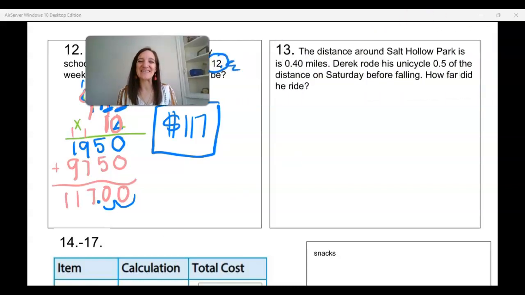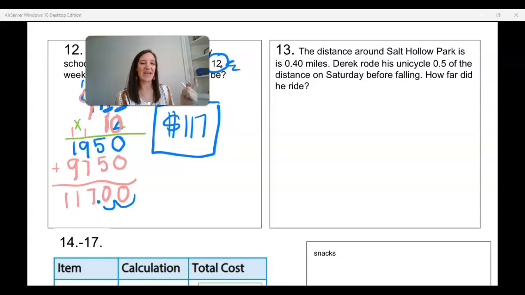Number 13 says the distance around Salt Hollow Park is 0.40 of a mile, or 0.4, right? Because like I was saying, the zeros at the end don't mean anything. So I could just say 0.4. Okay. Derek rode his unicycle 0.5 of that distance on Saturday before he fell down. How far did he ride?